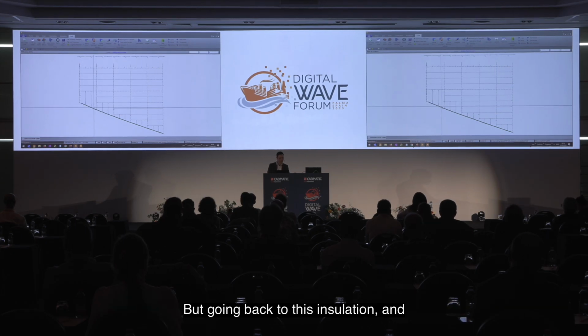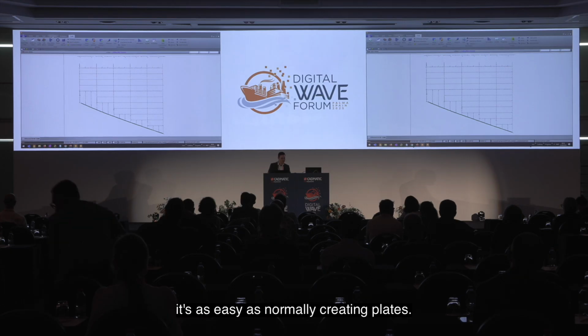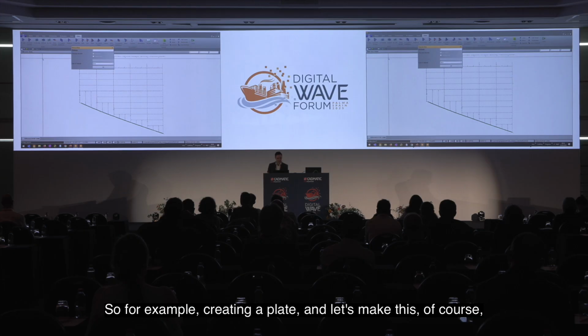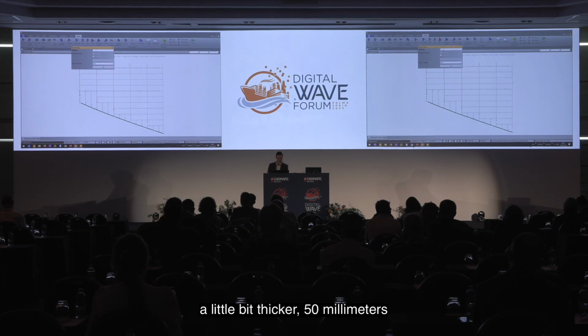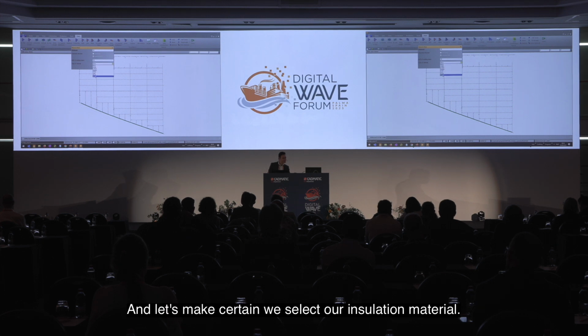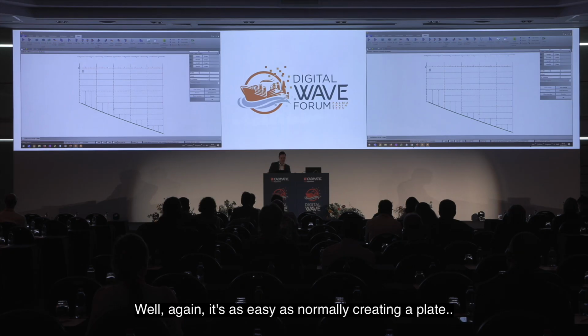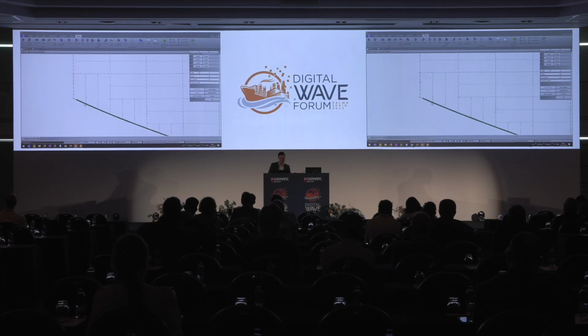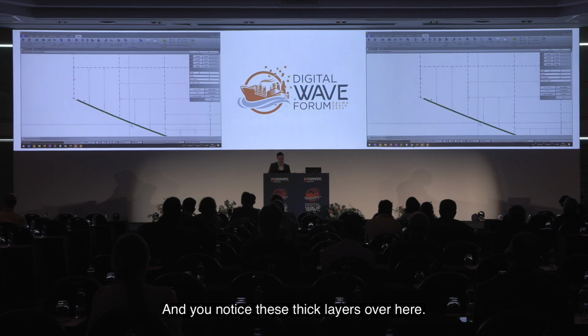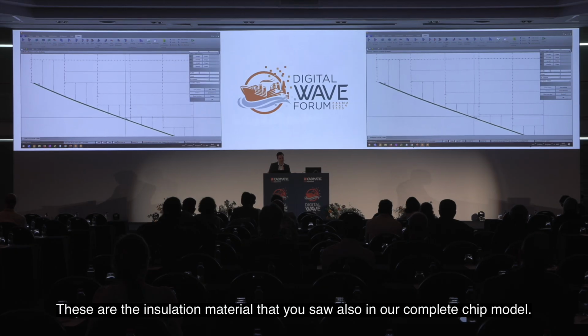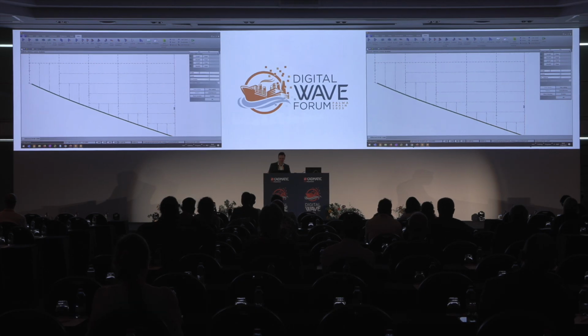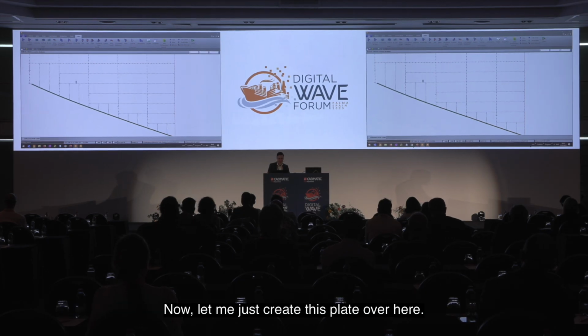But going back to this installation, it's as easy as normally creating plates. So for example, creating a plate, and let's make this, of course, a little bit thicker, 50 millimeters. In this case, I'll do it below, and let's make certain we select our installation material. Again, it's as easy as normally creating a plate. And you notice these thick layers over here. These are the installation material that you saw also in our complete ship model. Now, let me just create this plate over here.